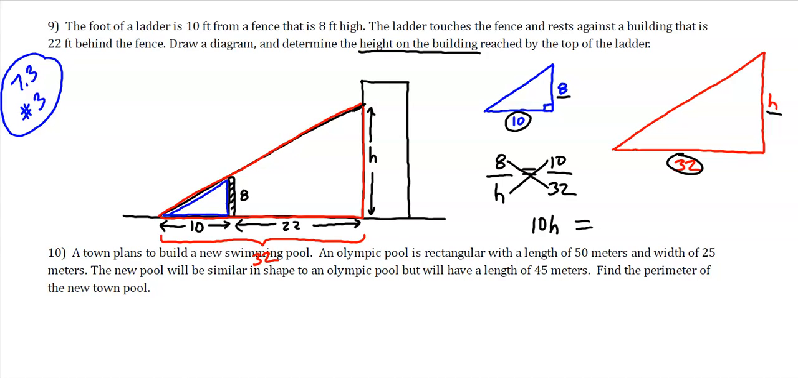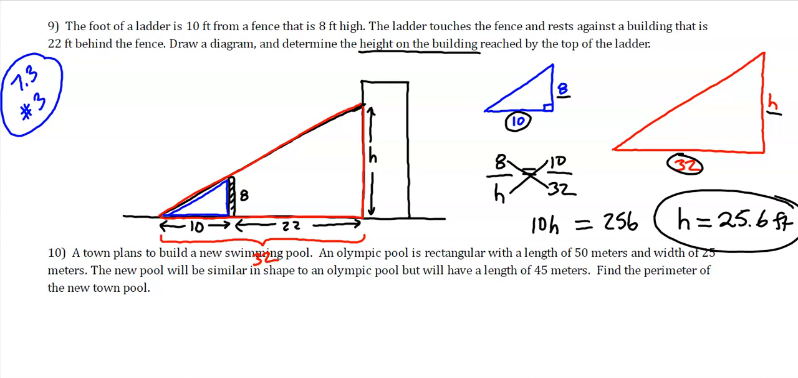10h, that's 240 plus 16 is 256. Divide, divide. It looks like the height is 25.6 feet. Correct answer there for number 9. So definitely pay attention to that one. That was the most missed problem by far.